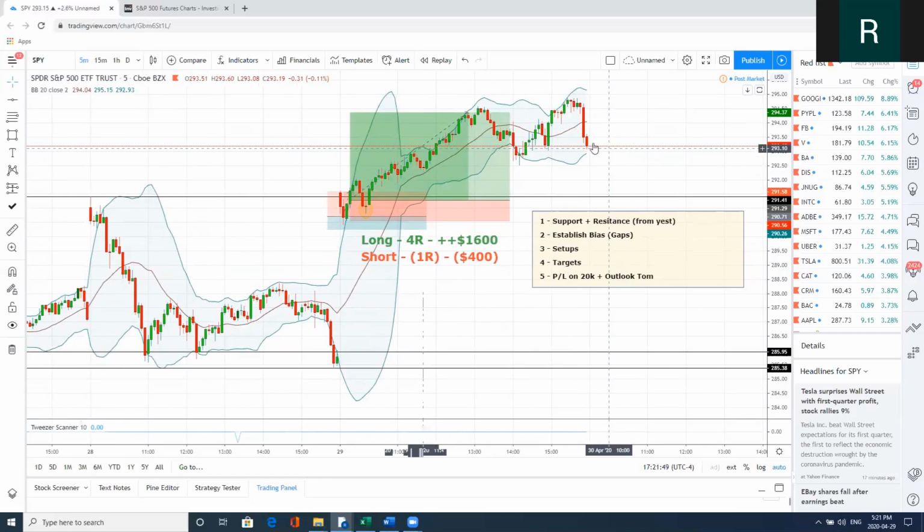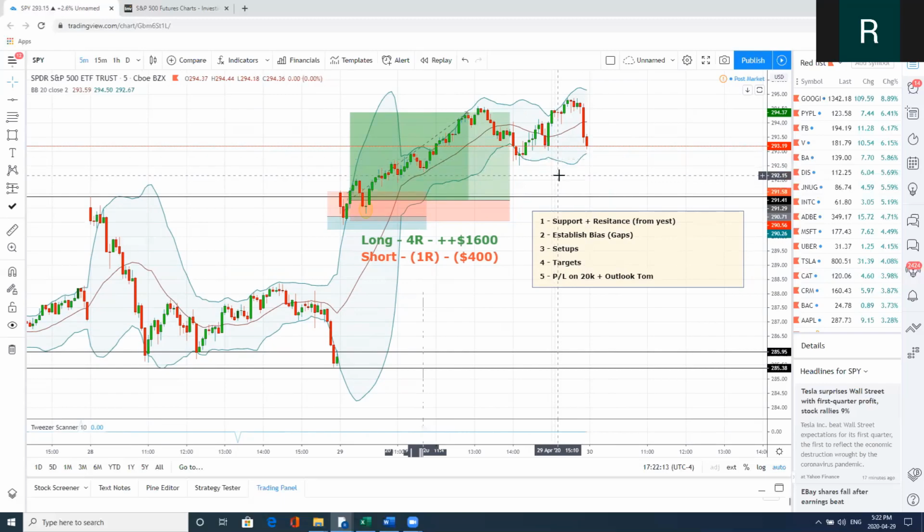And overall, guys, just to illustrate again, with a P&L on a $20,000 account, using a 1 to 2% risk, we could have got 4R on the long, plus $1,600, and on the short, definitely would have taken a loss, and then you'd have to realize that your attempt is done for the day. And we would have had a result of negative 1R, minus $400.